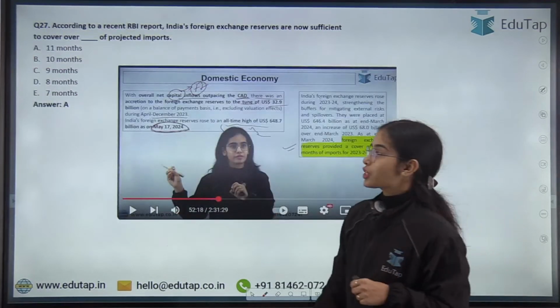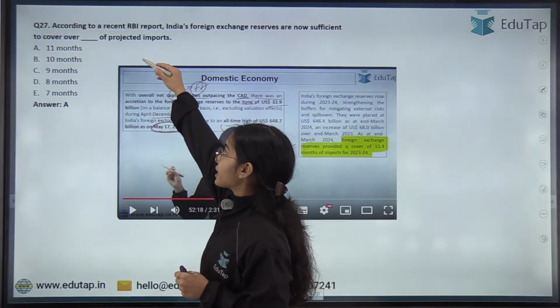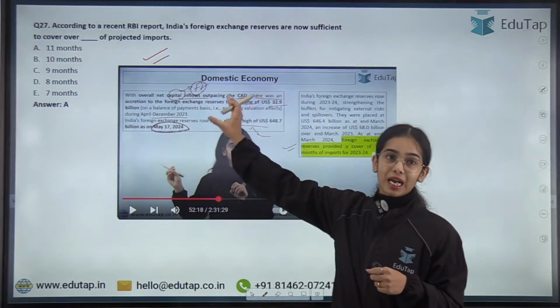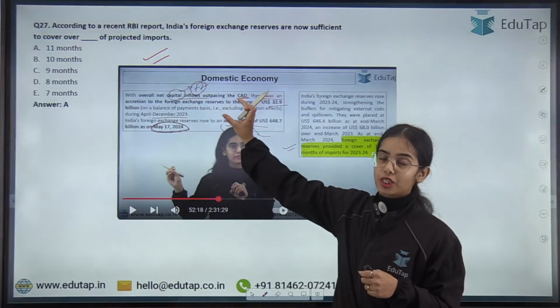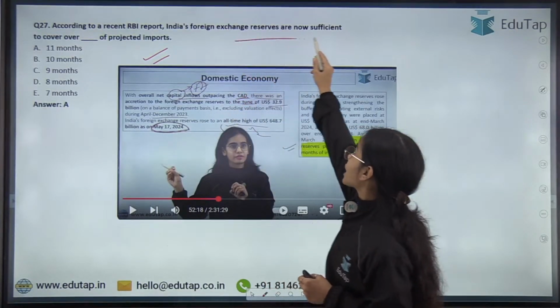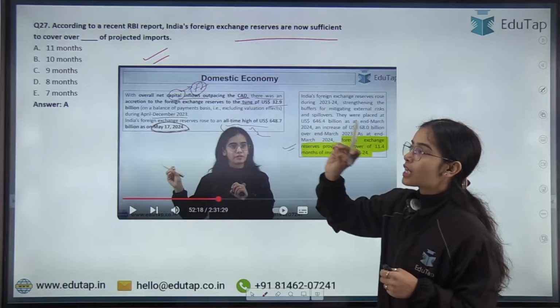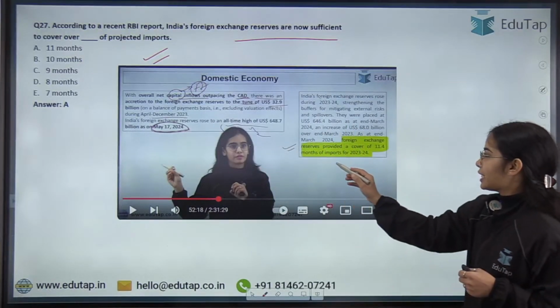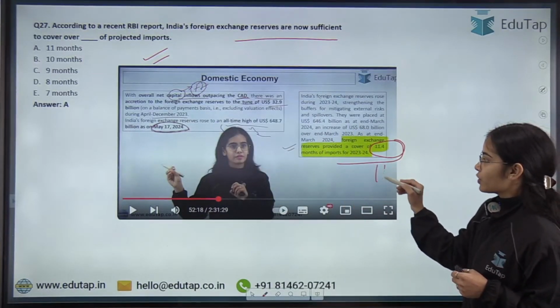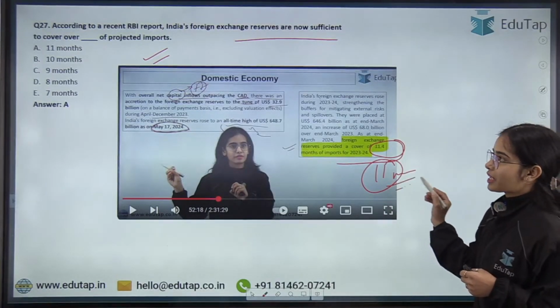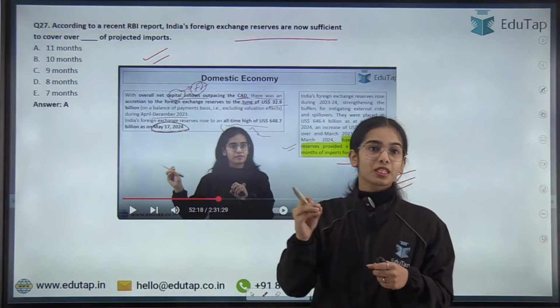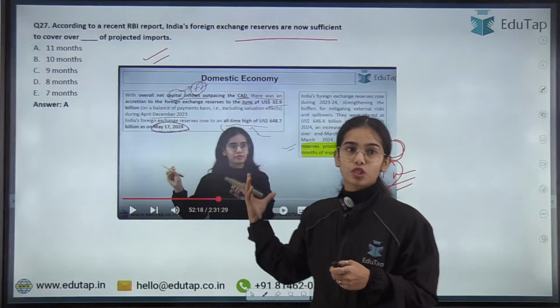Second, another question was regarding the RBI annual report. From that report, the question was that the foreign exchange reserves are now sufficient to cover over how many months. It was 11.4 months. So over 11 months of coverage was provided by the foreign exchange reserves as per the RBI annual report. So this was also covered.